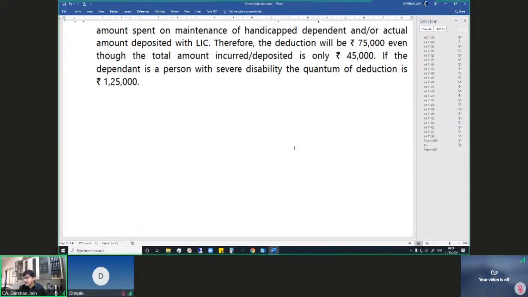Eligible assessee for claiming deduction under Section 80DDB should be resident in India. Does this resident include RNOR? Yes, Mansha, it does include RNOR. A resident is a resident, whether he is ordinarily resident or not ordinarily resident. Doesn't matter.